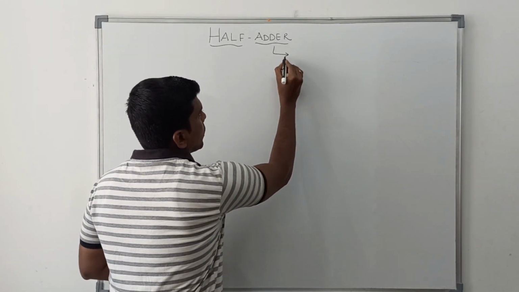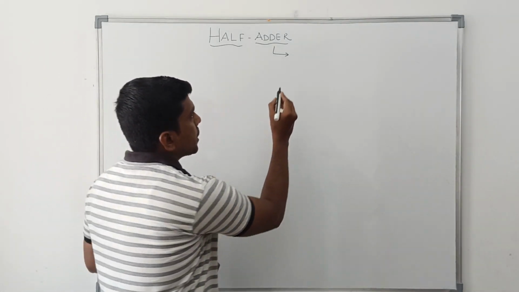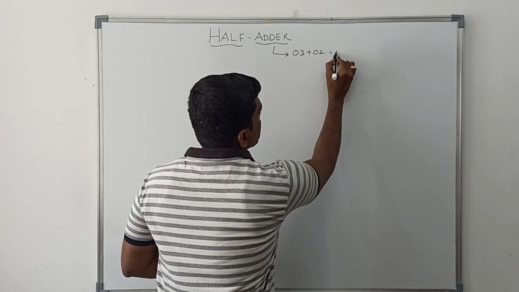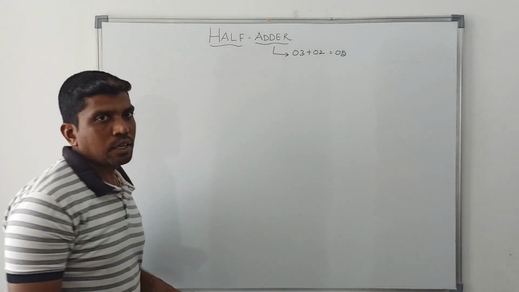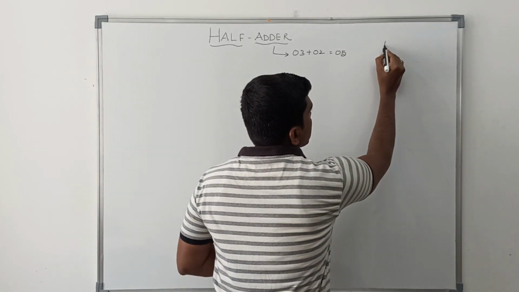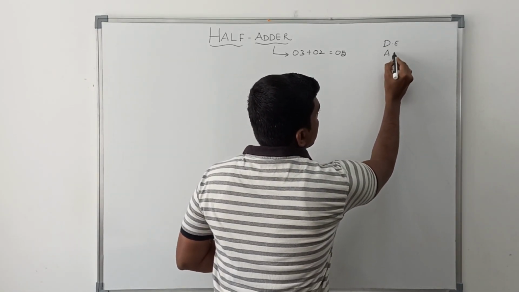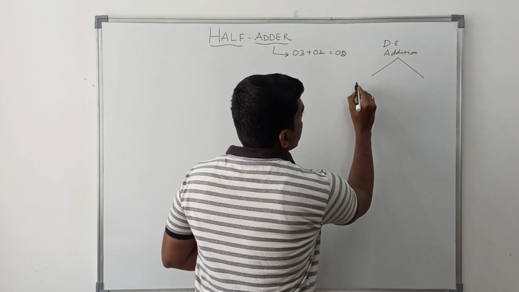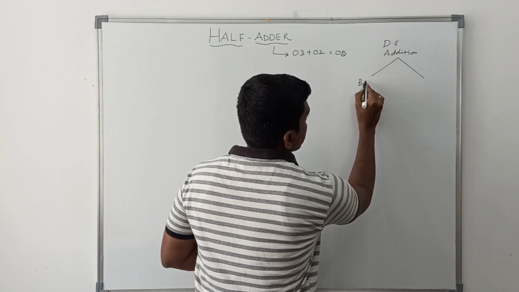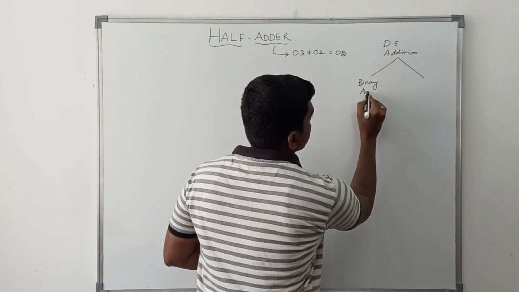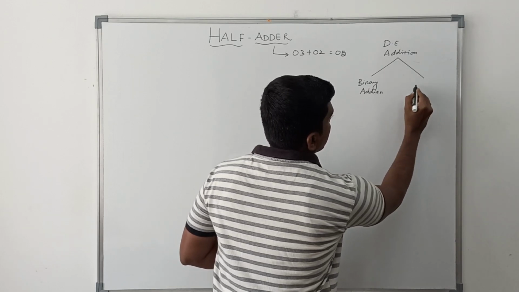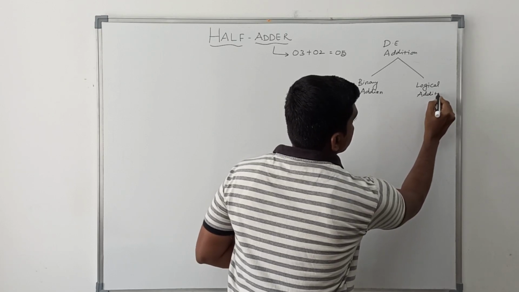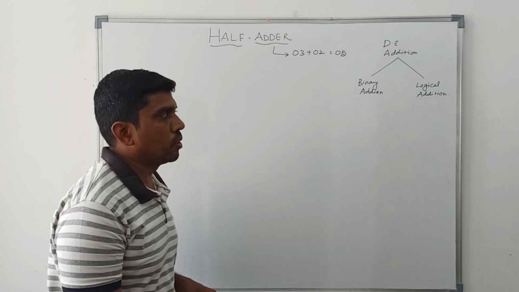So what is an adder? An adder, in the sense, is just adding two numbers. Let me consider two numbers, 03 plus 02. The result is 05. So it's a normal adder circuit. In digital electronics, addition operation is classified into two types. First one is binary addition. Next one, logical addition. Binary addition and logical addition.